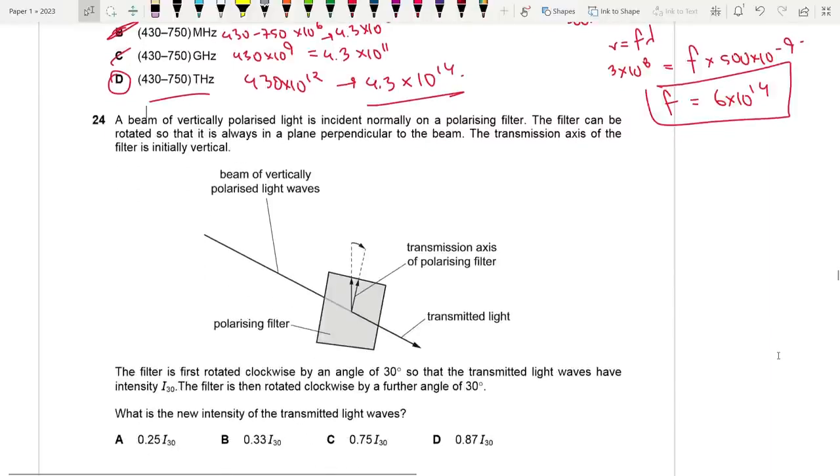Question 24. Polarization has been added to the syllabus in 2022. A beam of vertically polarized light is incident normally on a polarizing filter. The filter can be rotated so that it is always in a plane perpendicular to the beam. The transmission axis of the filter is initially vertical. The filter is first rotated clockwise by an angle of 30 degrees so that the transmitted light waves have intensity I30. The filter is then rotated clockwise by a further angle of 30 degrees. What is the new intensity of the transmitted light waves? Interesting.